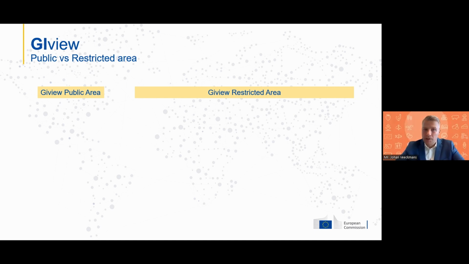GIview has two sections, a public area and a restricted area, whereby the public area can be accessed by everybody. It's a public website, and the restricted area is reserved to country authorities and producer groups. In the public area, anyone can search GIs. You can consult a list of GIs or a GI ID card and extract information in an Excel file or a PDF.